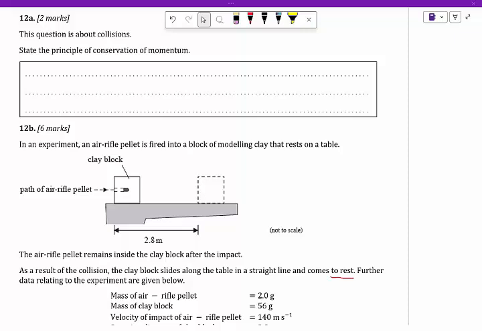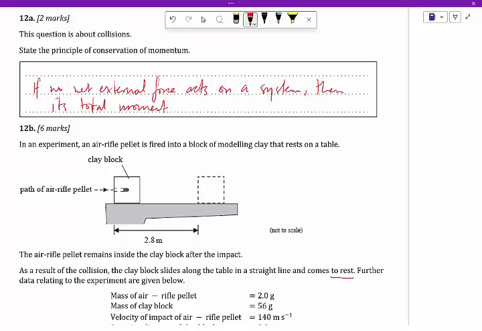Question 12. So this question is about collisions. State the principle of conservation of momentum. So if no net external force acts on a system, then its total momentum remains constant.